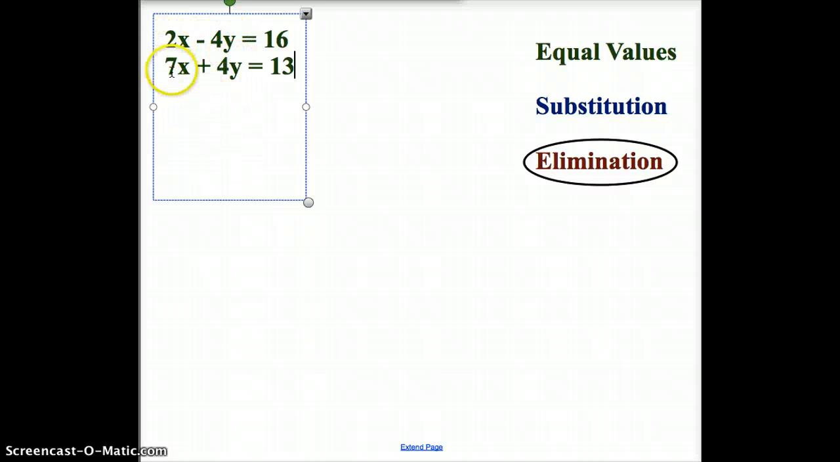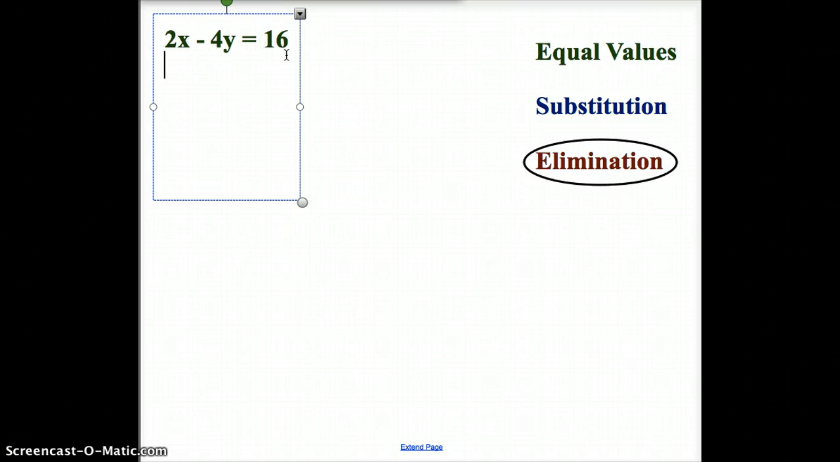So when you add these two together, you've got 9x, and when you add these two together, you get 29. 9x equals 29, and solve from there. Again, I'm making these up, so that wouldn't work out very nicely. But it should make sense when you have two variables that can easily cancel. Use your elimination method.